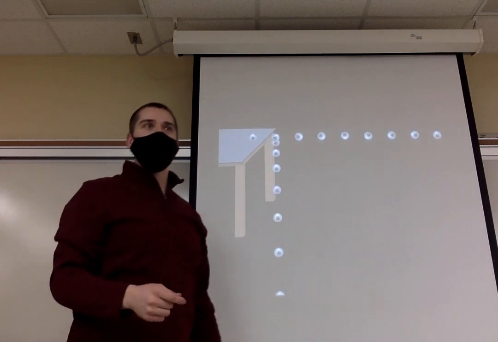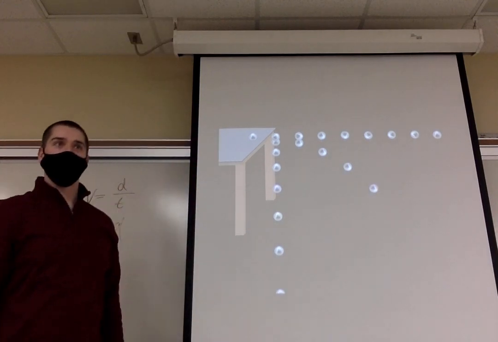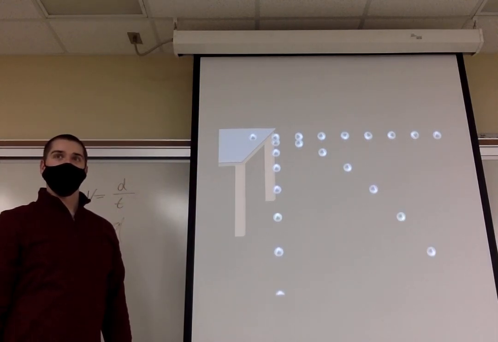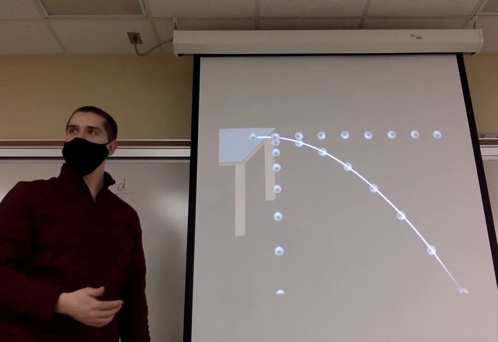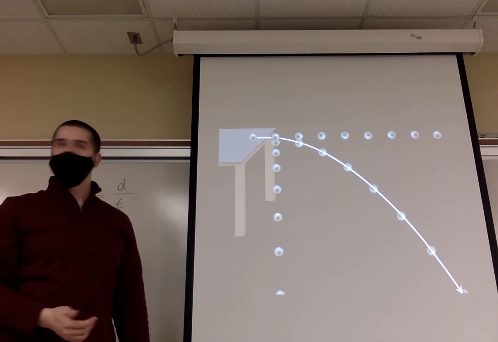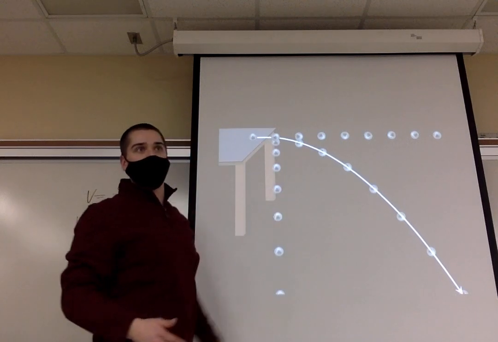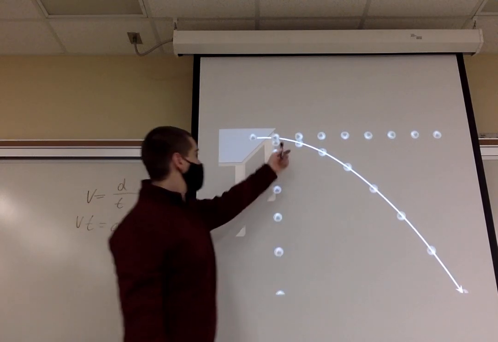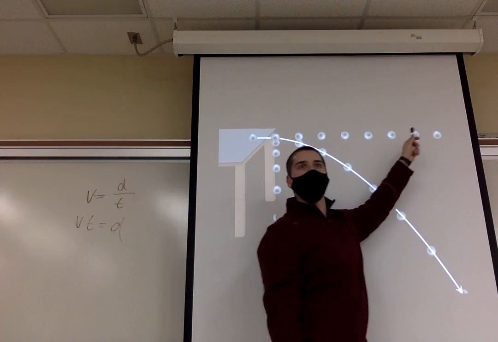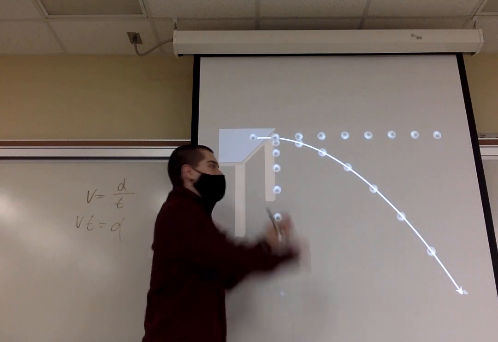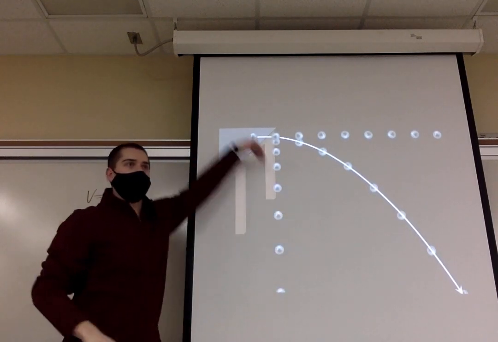Right? When we have two-dimensional motion, that's what we call projectile motion. There's motion in the x direction and motion in the y direction. Notice that as you go in the x direction, is the speed changing? No. Every second it's going a set amount. It's a constant speed. What about in the y direction? You see it getting faster and faster? Why is that? Gravity.